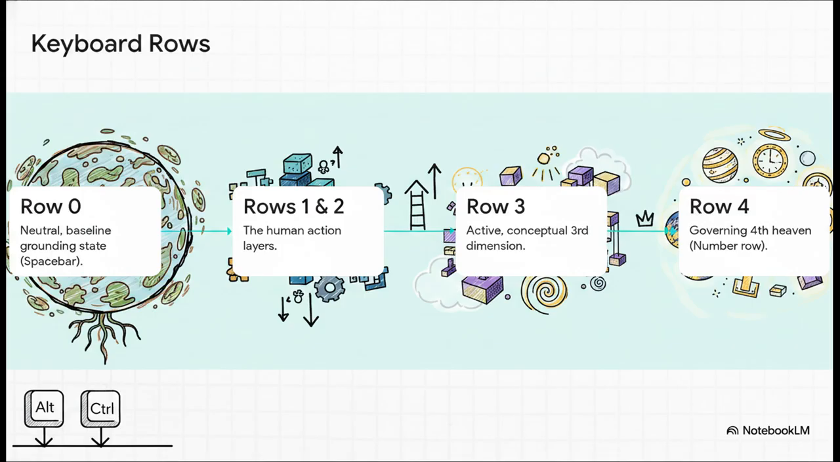Now, you might be wondering about the Alt or Control keys. If your fingers are resting down there, you aren't ascending. Those are just alternate operational states, modifier keys that sit right on the baseline. So moving your hands from the spacebar up to the upper rows is a literal mechanical shift from a grounding row to a functional structural row.